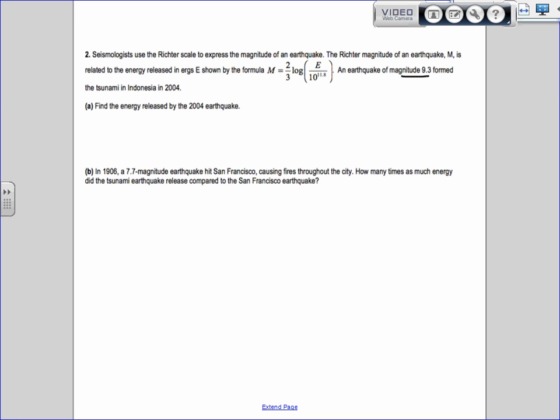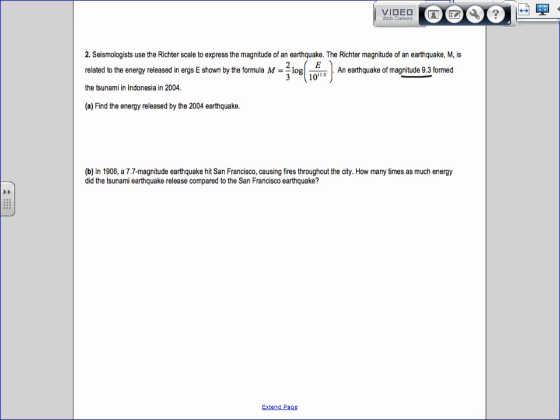An earthquake of magnitude 9.3 formed the tsunami in Indonesia that happened in 2004. You guys were like babies in 2004. I was like 7. So you probably don't remember this. You were little.